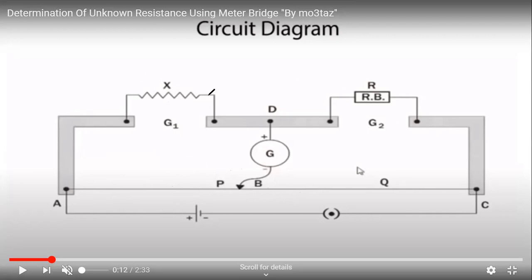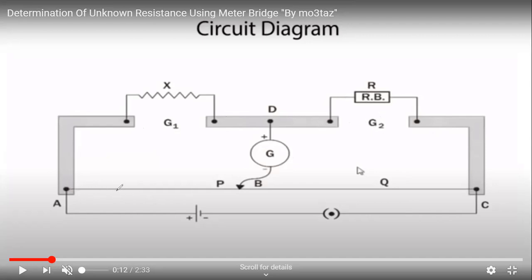Okay, so this is about the connection of a meter bridge. A meter bridge consists of three thick metallic strips arranged on a wooden board to form two gaps. A wire of unknown resistance is connected across the left gap. A standard resistance box is connected across the right gap.